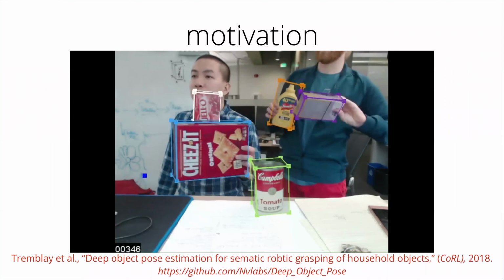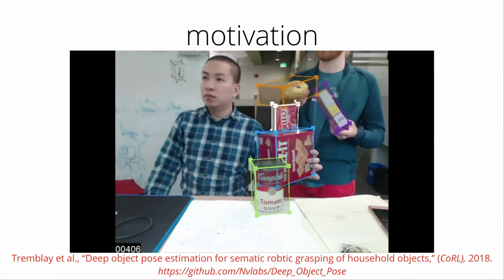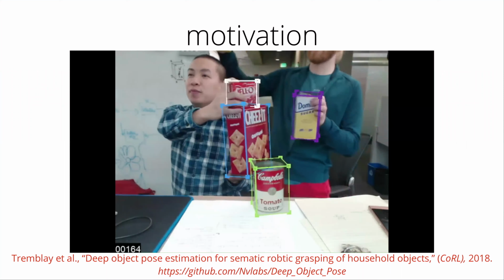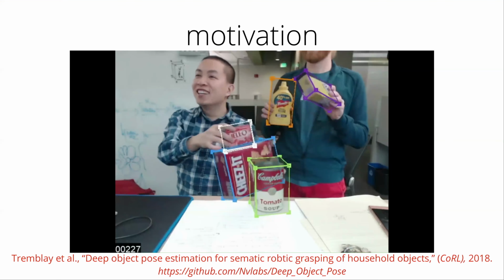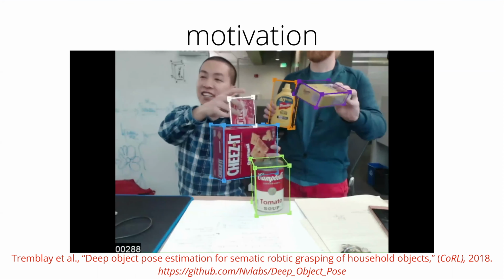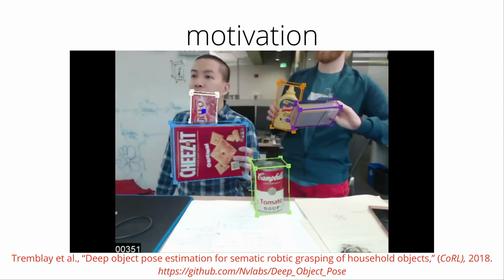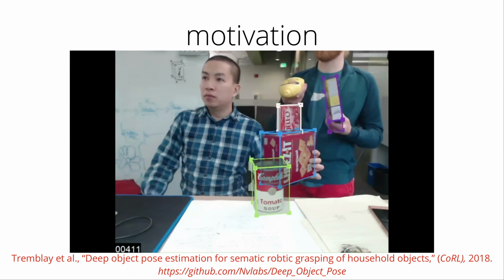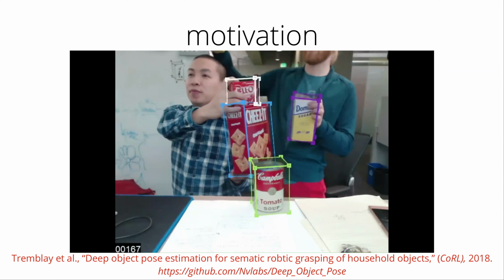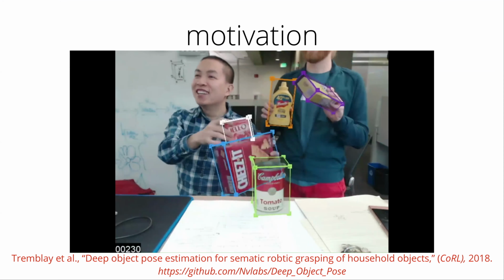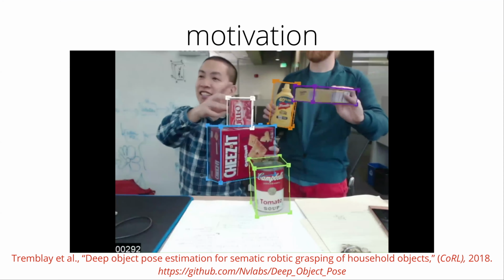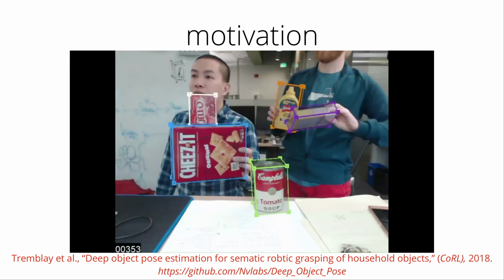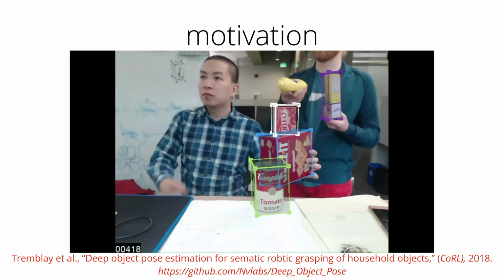The motivation of this paper is based on the fact that over the past several years, there have been huge advances in using deep neural networks for image processing tasks. The biggest application has been object classification, where you determine which objects appear in an image. But over the past few years, people have also been using deep neural networks to do object pose estimation, which is where you determine the position and orientation of an object in the image.